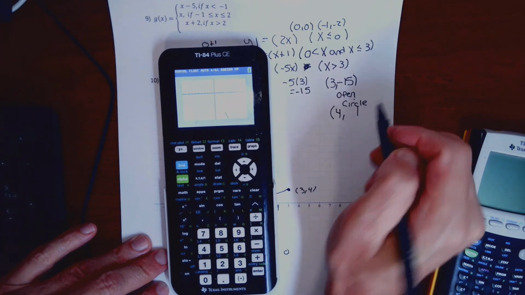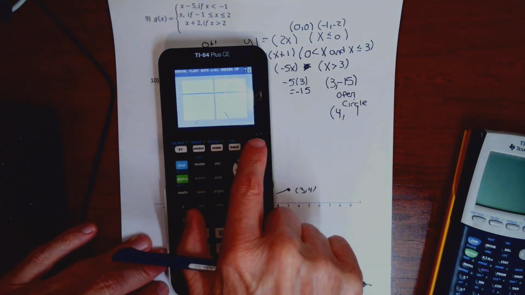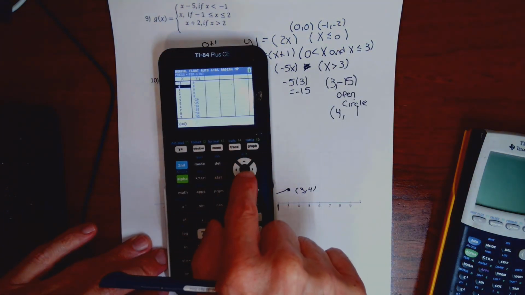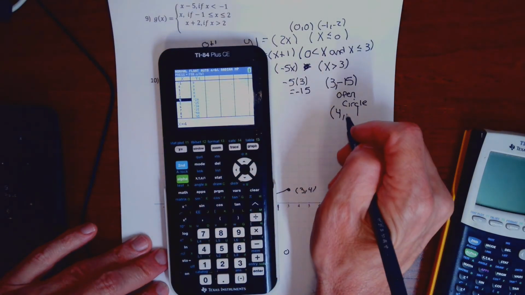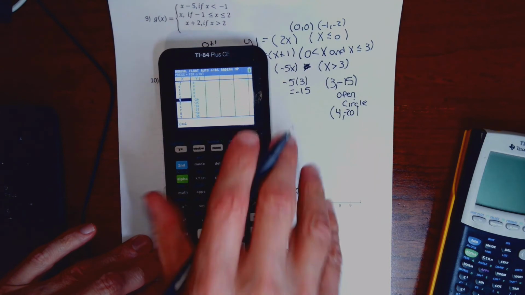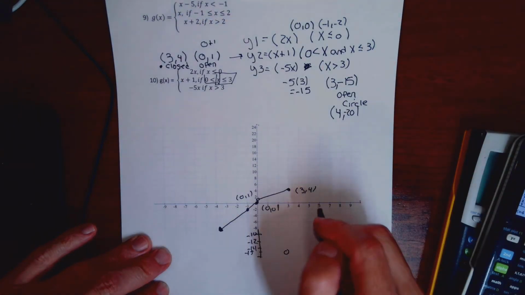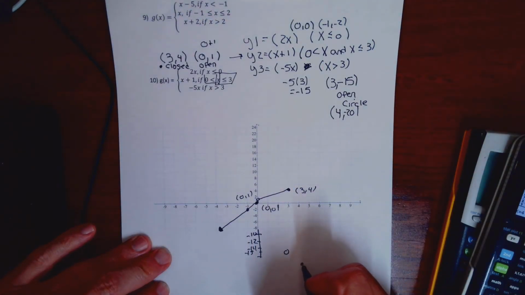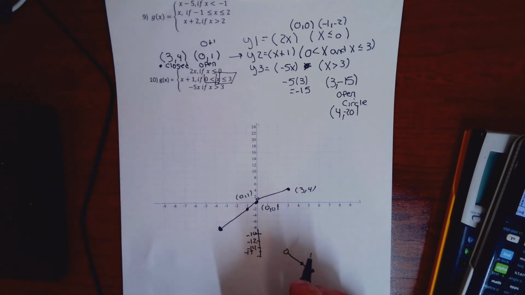Next, I'm going to get 4 something by going to my table, doing second table, and next to 4, I'm getting -20. The 3, -15 I manually found. The 4, -20, I'm just going to estimate, solid circle on all points that aren't on the boundaries, and draw my line. One more of these to go through. We're at 30 minutes. Let's do 11 together.